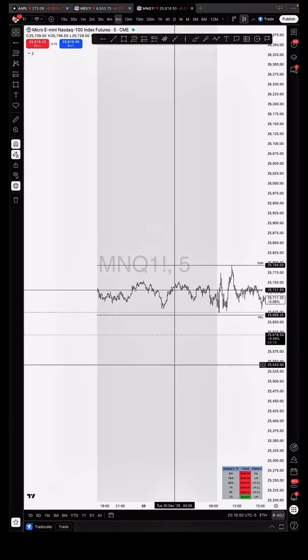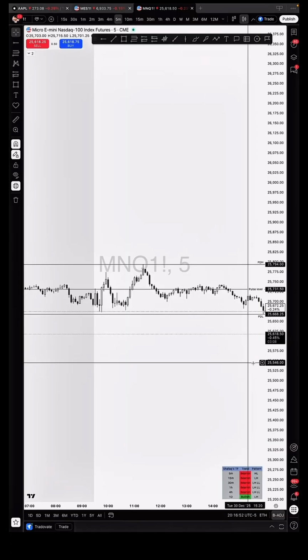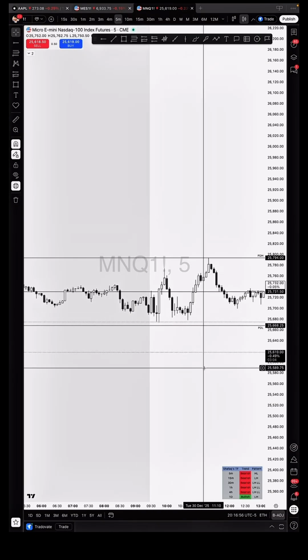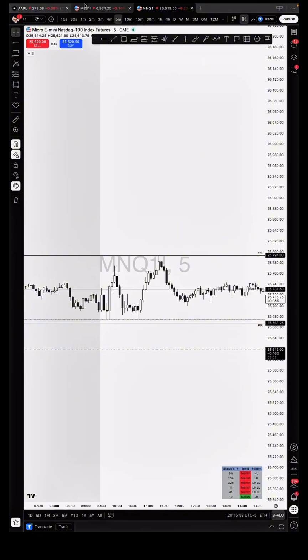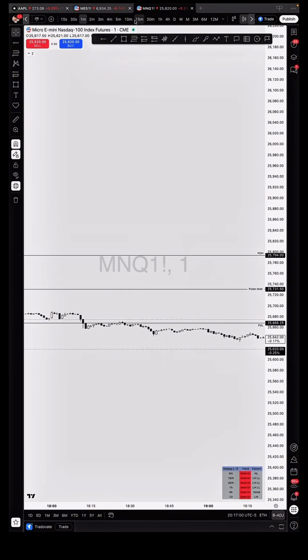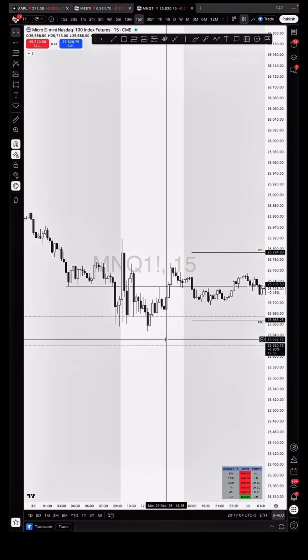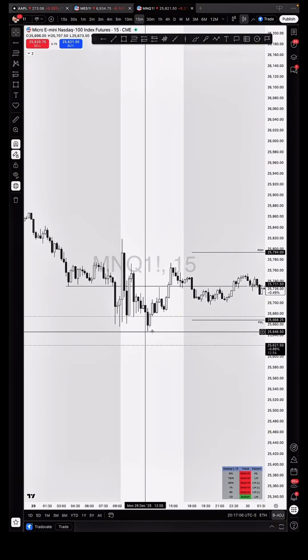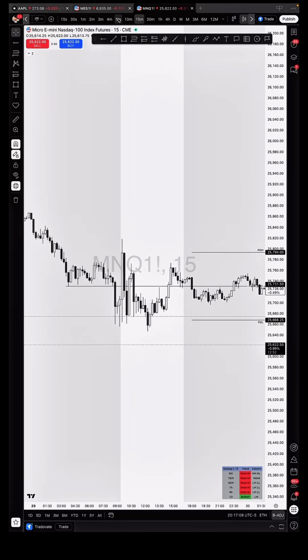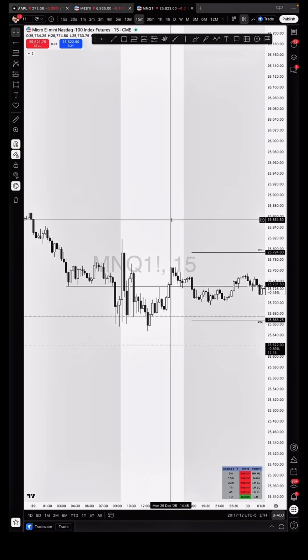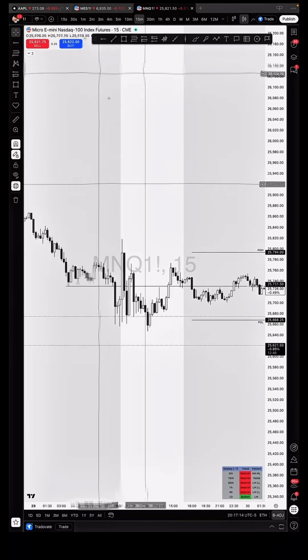I use five the most just because I want to see what the imbalances are there. Are we respecting the imbalance? Are we getting invalidated? And then 1 minute is where my entry comes in. 15 minutes is where I try to have my draws more clearly, because if you have 5 to 1 minute for your entries, 15 minutes will act as your draw, and you're able to see it pretty clearly.